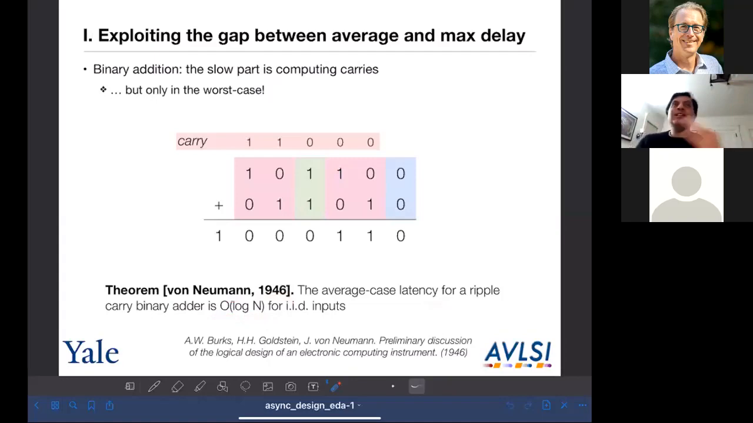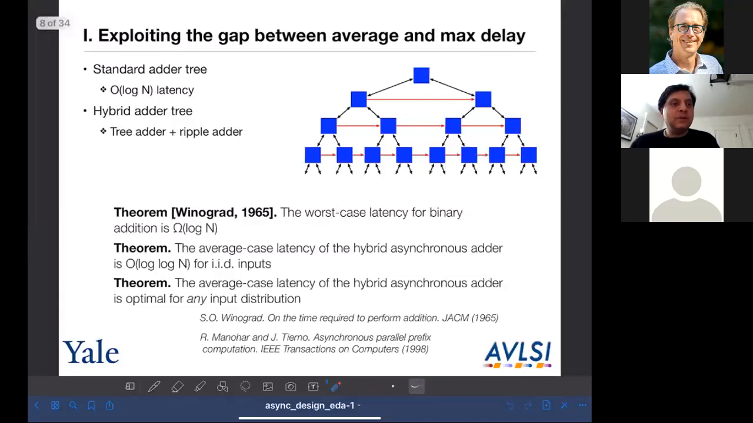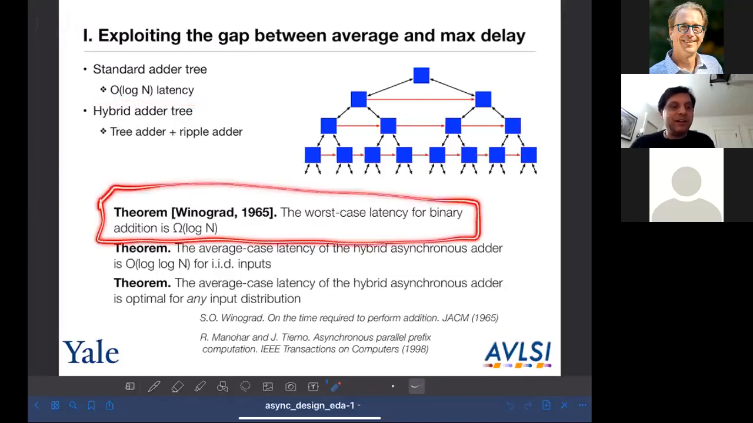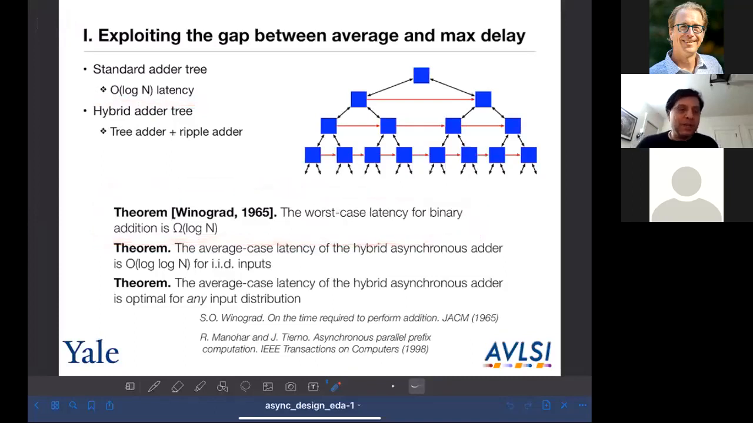Now, you can say, well, that's all well and good, but we know how to design log n synchronous adders, right? So that's correct. We know how to do that. We use trees of various types to get logarithmic latency in the worst case. So the standard tree adder, you can get order log n latency. And there's actually a theorem from 1965 by Winograd, who was at IBM, who proved that the worst case latency for binary addition is in fact log n. You cannot do better than this.